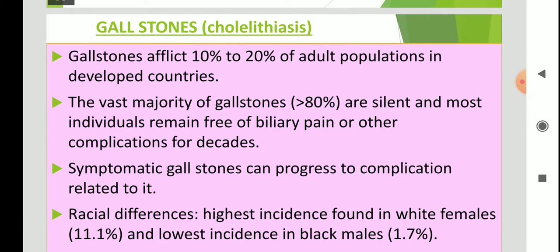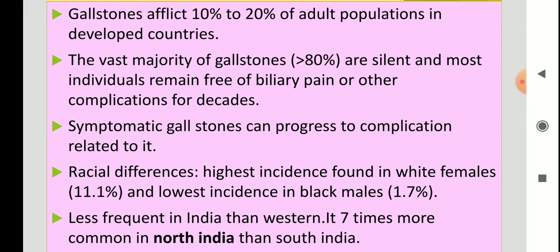Now coming to gallstones proper, the cholelithiasis, a 5 marks question or a 3 marks question too. Gallstones afflict 10 to 20% of the adult population. The vast majority of gallstones, that is 80%, are silent. So most of them are taken as elective surgery, the prophylactic one. And most individuals remain free of biliary pain or other complications for decades.